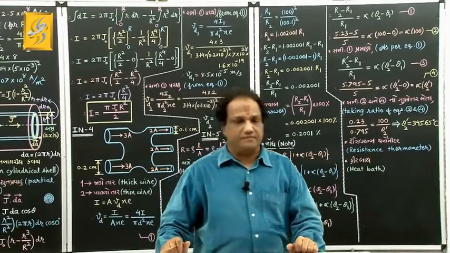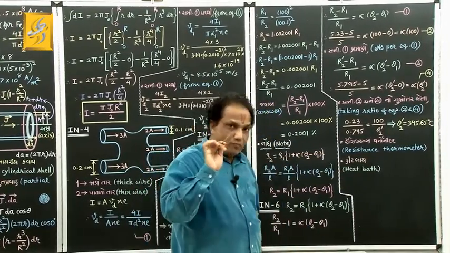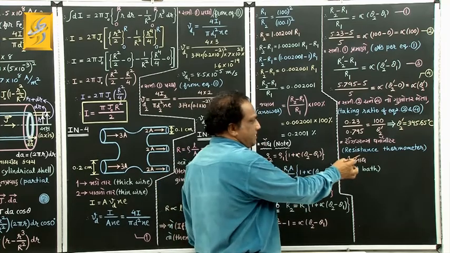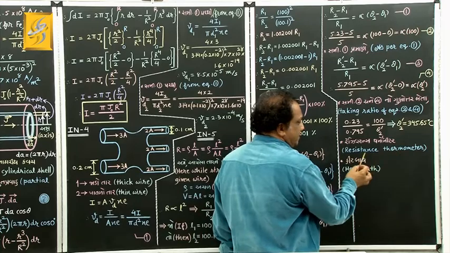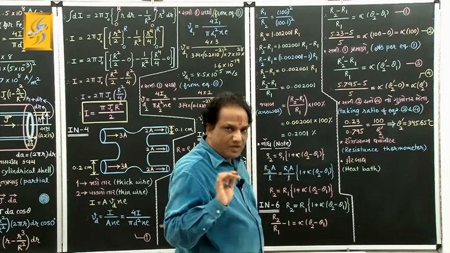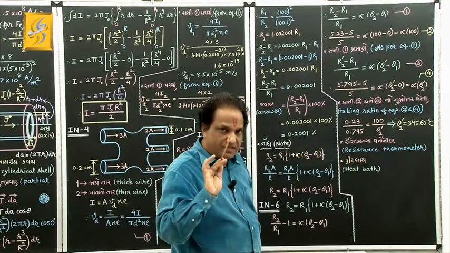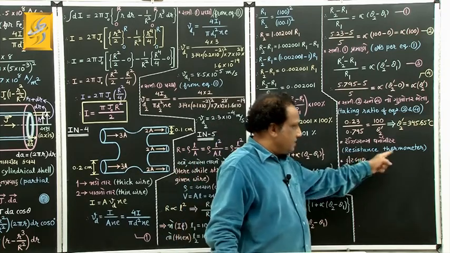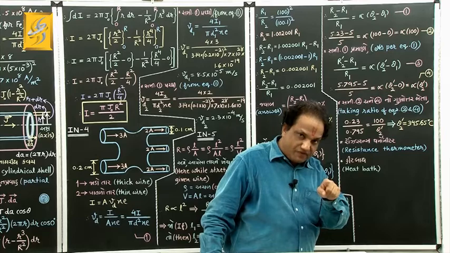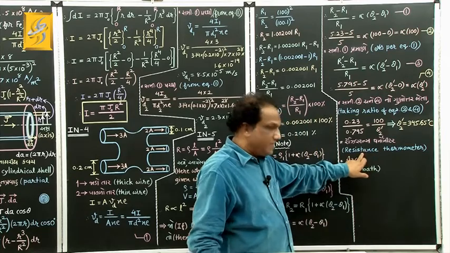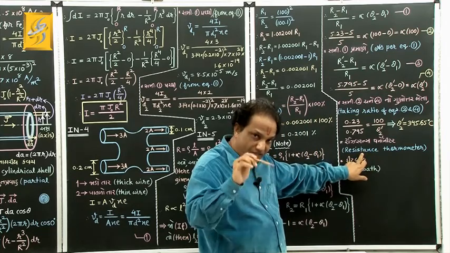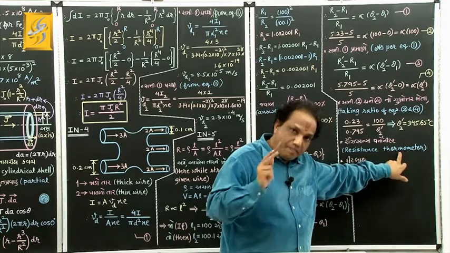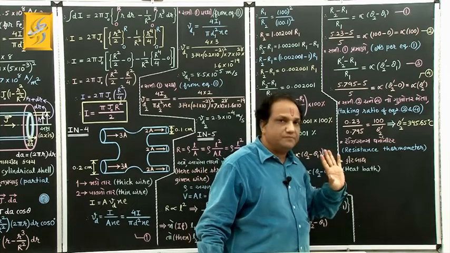Read it? Fine. See, in the statement you must have come across two new words. First is resistance thermometer. All of you know about thermometer. It is the device with the help of which we can measure the temperature. But resistance thermometer is that thermometer in which first we measure resistance, and from the measured value of resistance we can find out the corresponding temperature, okay? That's why it is called resistance thermometer.